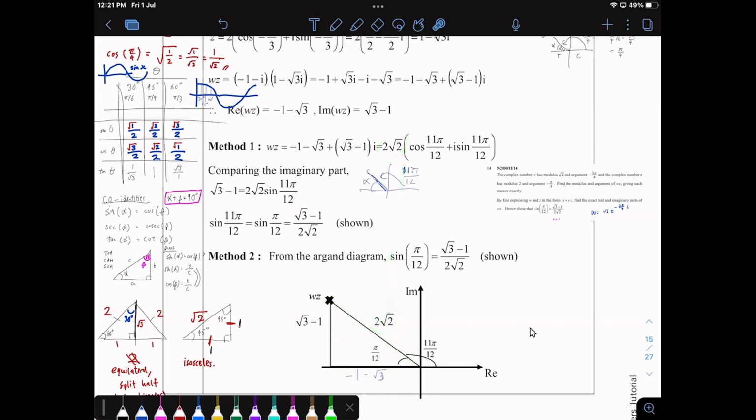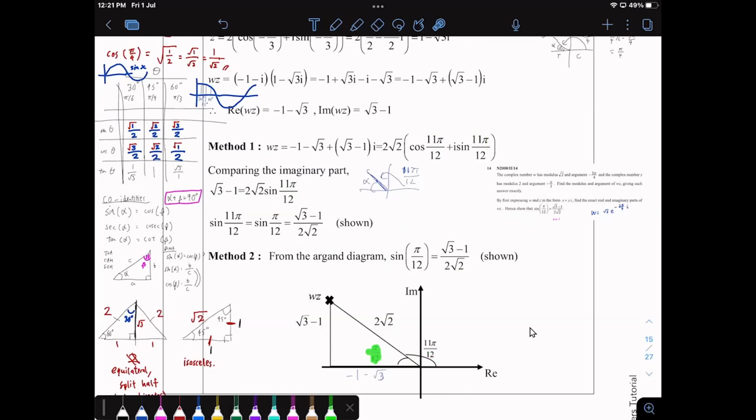Then you just draw the diagram. Because we know that theta is 11 pi over 12, I can draw the 11 pi over 12. And then I do a bit of geometry. I know that pi minus pi by 12, I'll get my pi over 12. Then from there, you can take sine pi over 12.